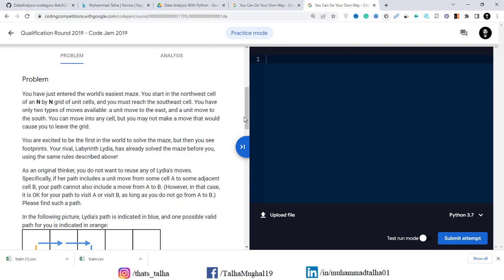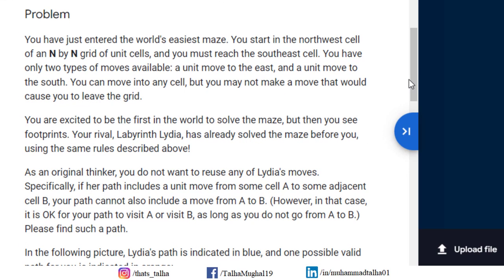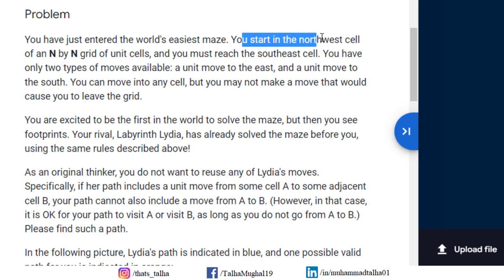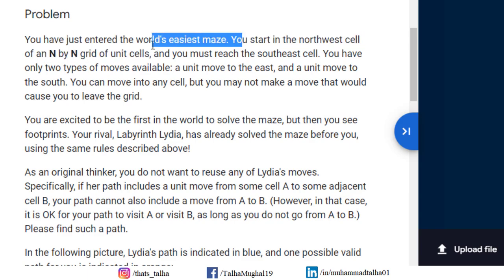Okay, so let's just go ahead and read the problem statement and try to understand what the problem is actually about, and after that we can just go ahead and write the code to solve it. So the problem statement states that you have just entered world's easiest maze. You start in the northwest cell of n by n grid of unit cells. So we have a grid made up of unit cells, and its size is n by n.